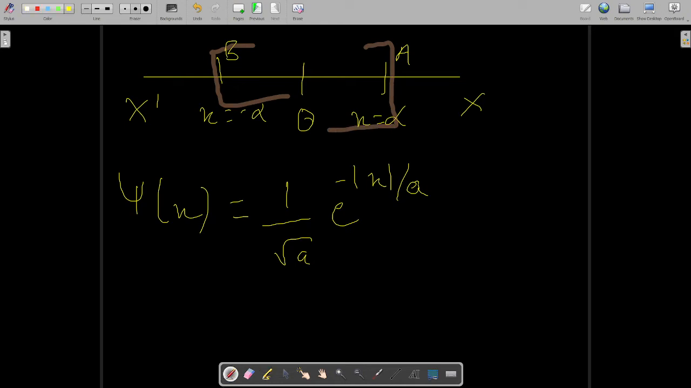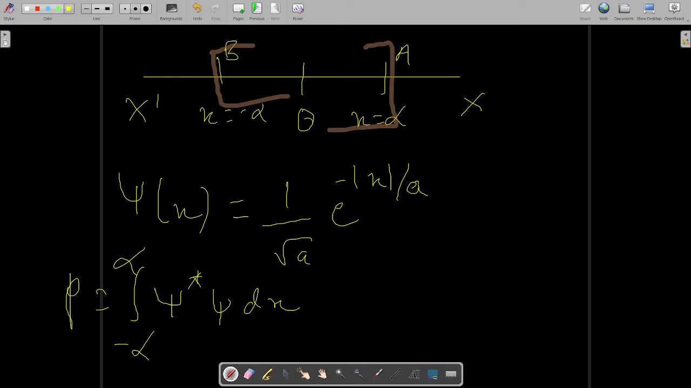In order to do that, we know that the probability will come out equal to the integration with limits minus alpha to plus alpha of psi star psi dx. This is basically your normalization condition, right?